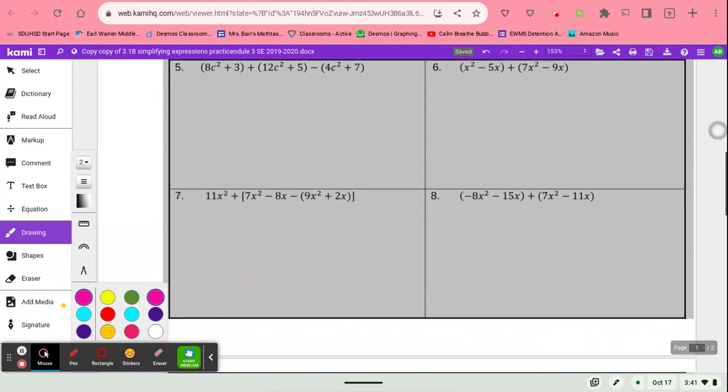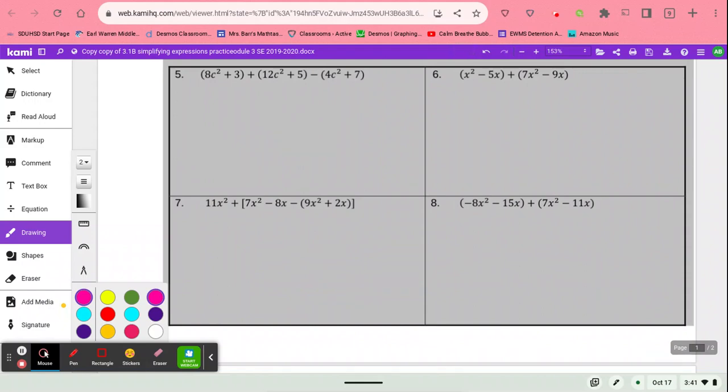Excellent. So we're going to do 5 through 8 together, and then you'll finish the problems on your own and check the work. So let's take a look. So first thing, remember, before we go and start sorting our like terms, we have parentheses that we need to get rid of. We have a negative here and a positive here. So you might want to think about that negative getting multiplied through. So we're going to have 8c squared plus 3 plus 12c squared plus 5 plus negative 4c squared plus negative 7.